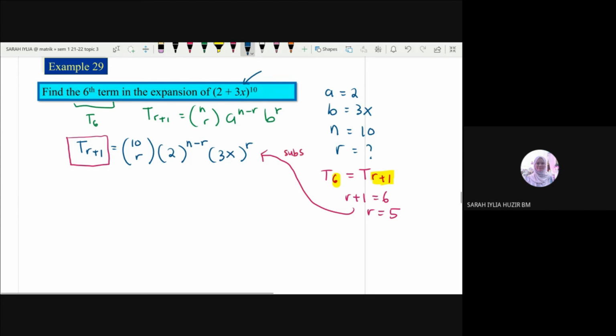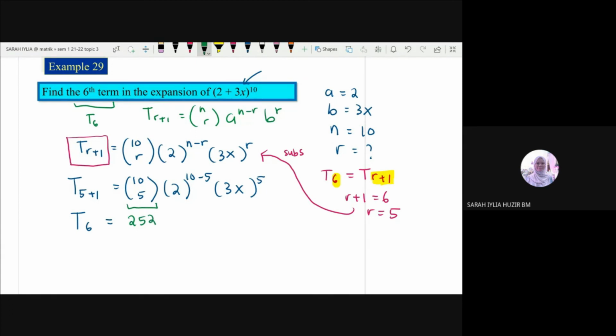So, sekarang dia dah akan jadi T5 plus 1 equal to 10C5, 2 to the power of 10 minus 5, 3x to the power of 5. Lepas tu simplify lagi sekali lah, tekan calculator. So, T6. Ni nak tekan one go boleh, nak tekan satu-satu pun boleh. Saya tekan satu-satu lah tunjuk awal. First kita ada 10C5. So, 10C5 is 252.